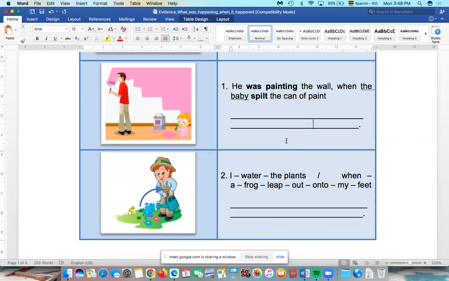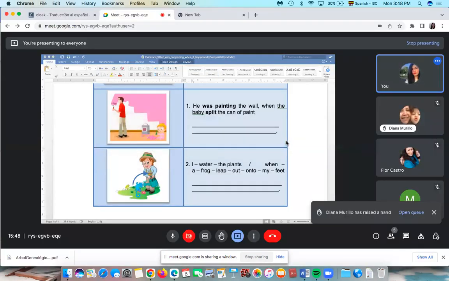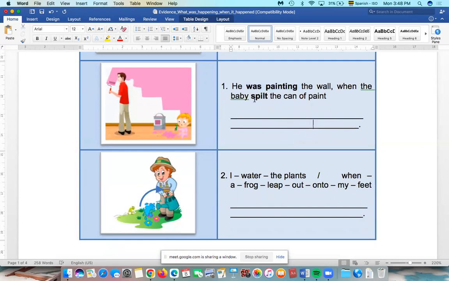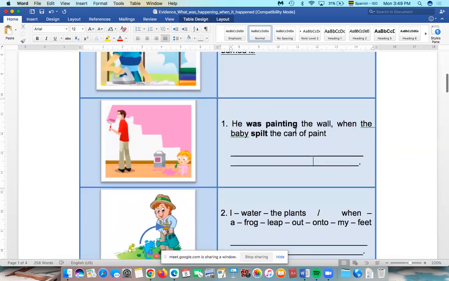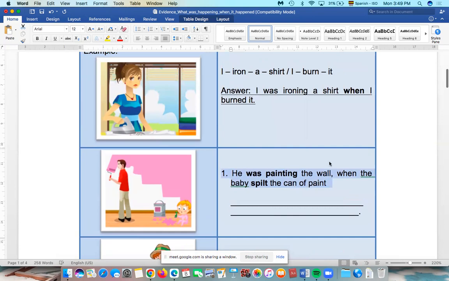Okay, and you continue with the other ones as well. Diana, do we have to write down on the lines, or do what you just did? You can do whatever you prefer on this one because I think you can complete it here. Yeah, it's okay if you complete it here. If you want to write it on a separate sentence, it's okay too.